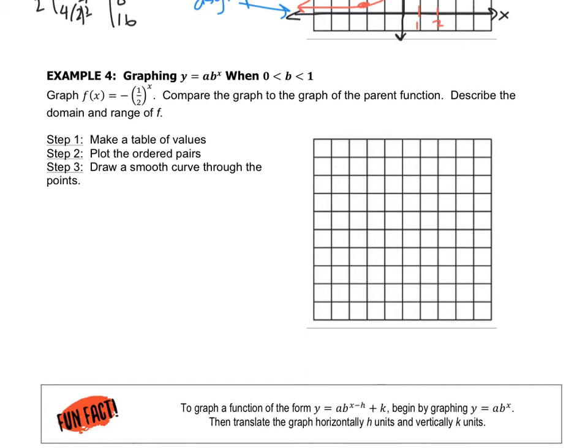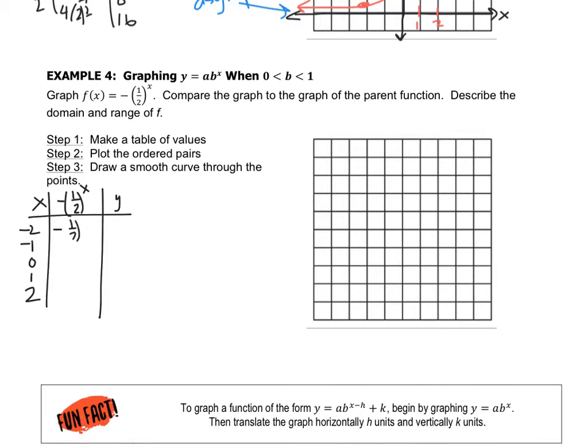Let's make our xy chart. So we've got x, then we have -1/2. Be careful, the negative is outside the parentheses. And then we have y. So I'm going to do my range, -2 to 2, because nobody's telling me that I should use another range.